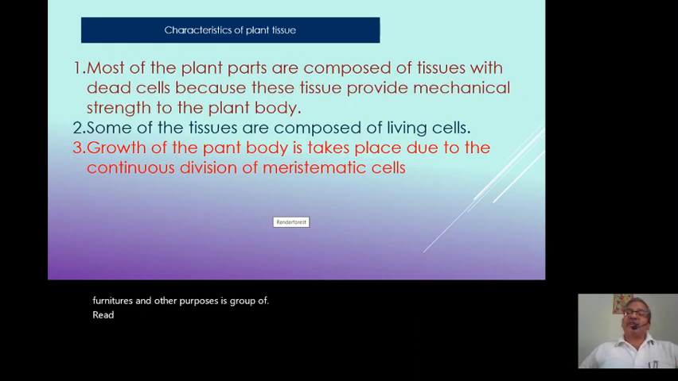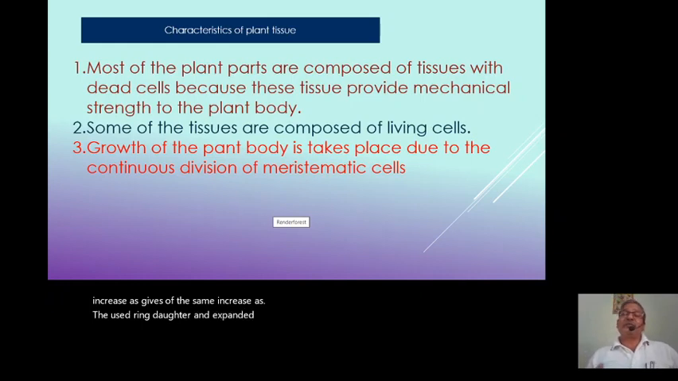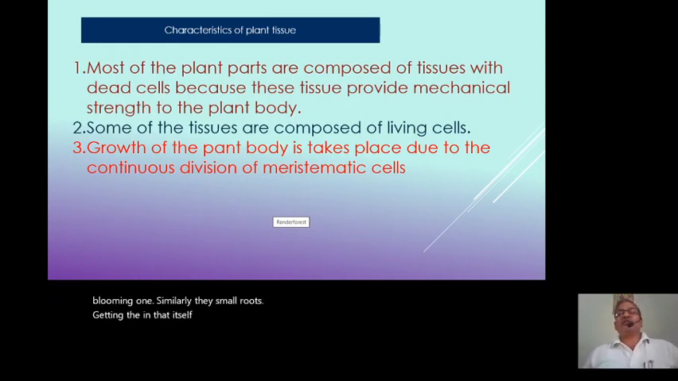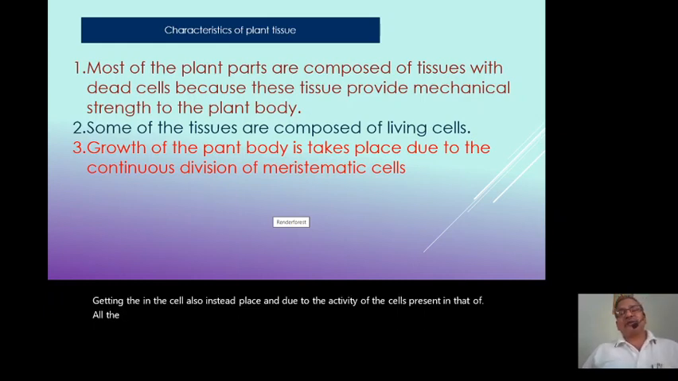The growth of the plant body takes place continuously. The height of the plant increases, the girth of the stem increases, the leaves grow broader into expanded structures, and flowers develop from buds to blooms. Similarly, small fruits enlarge. All these developments take place due to the activity of the cells present in that organ, that is, certain tissues.